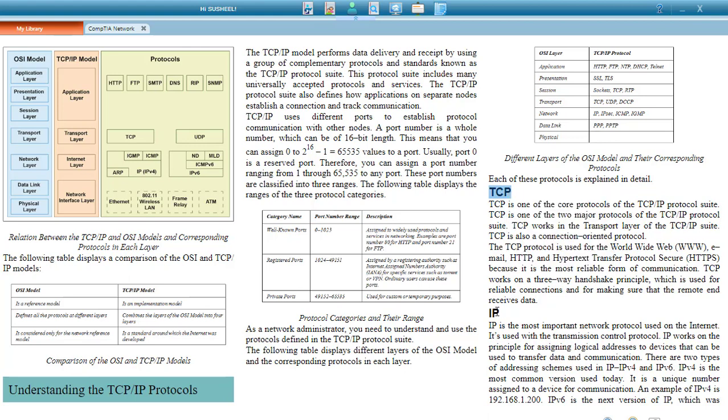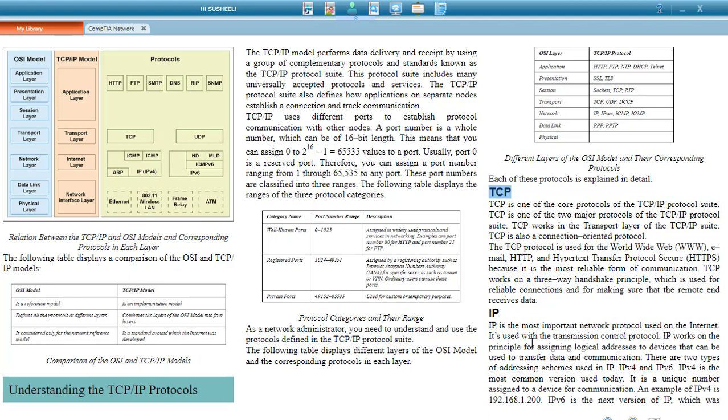TCP. TCP is one of the core protocols of the TCP/IP protocol suite. TCP is one of the 2 major protocols of the TCP/IP protocol suite. TCP works in the transport layer of the TCP/IP suite. TCP is also a connection-oriented protocol. The TCP protocol is used for the World Wide Web, WWW, email, HTTP, and Hypertext Transfer Protocol Secure, HTTPS, because it is the most reliable form of communication.